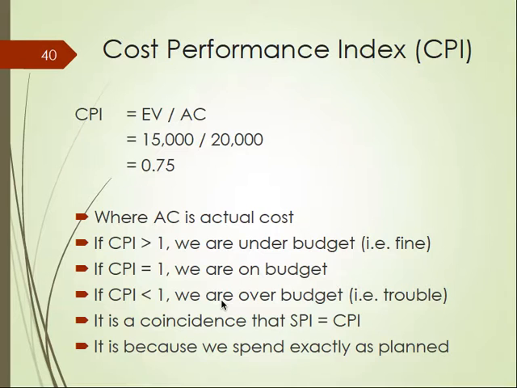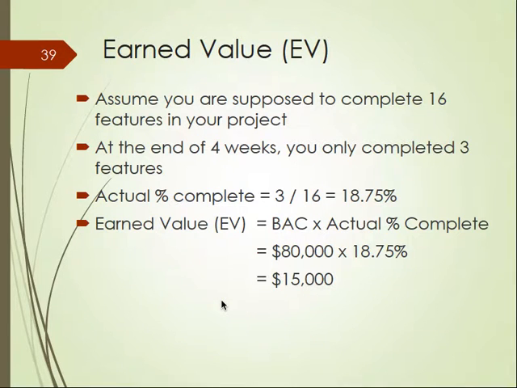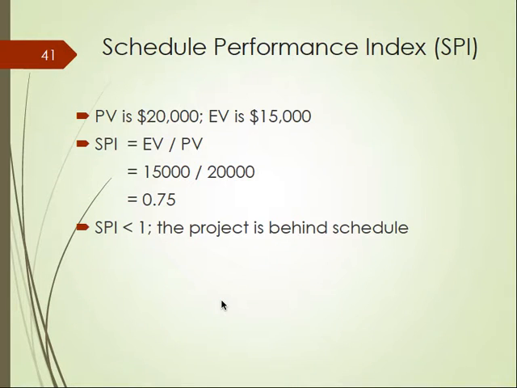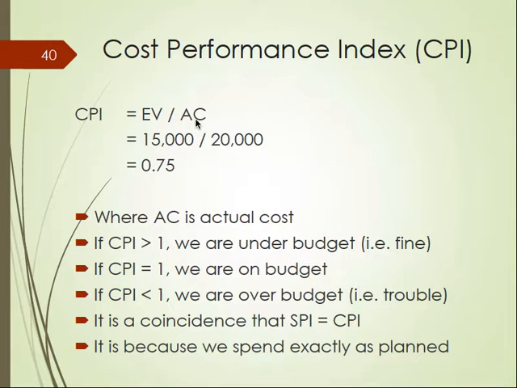So EV is earned value, AC is the actual cost, right? So the actual cost, not the planned cost, is what I have actually spent at this point. Actually, I've spent 20,000, but the earned value is 15,000. So the cost performance index is EV divided by AC, which is 0.75.